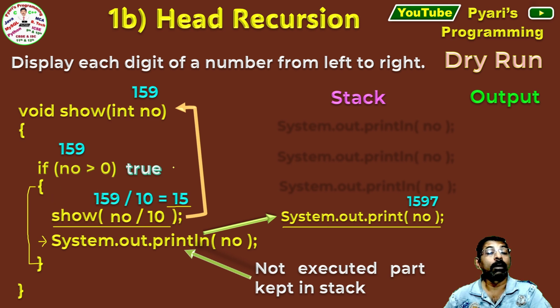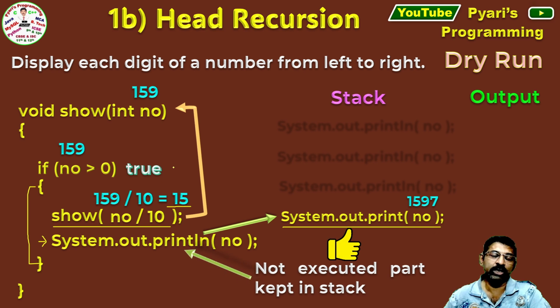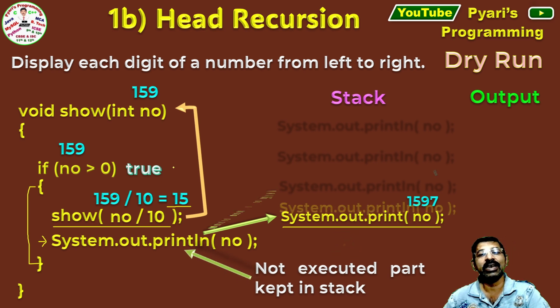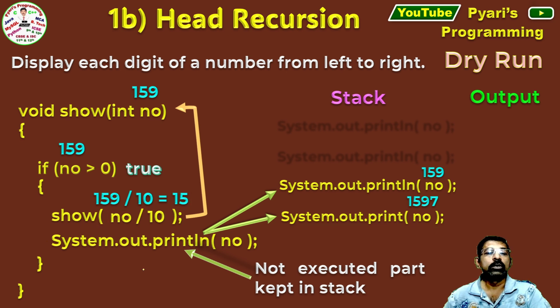Then call the method, but before calling the method, the statement which is not executed will be kept inside the stack. Look at this, I am keeping this in the stack. It is not executed. During that period, the number is 159. You can check, the number is 159, not 15, because this is no by 10. It is not no is equal to no by 10. Both are different. So after that, it will transfer the control to the method header, which will make it 15.